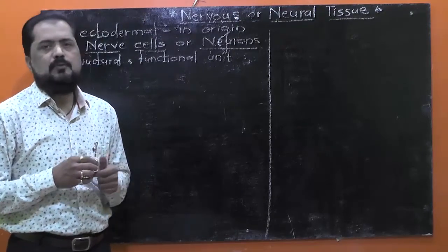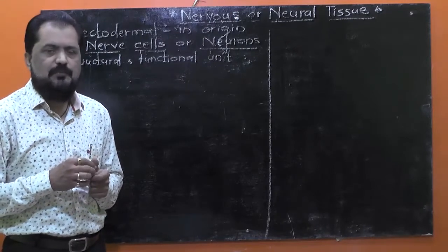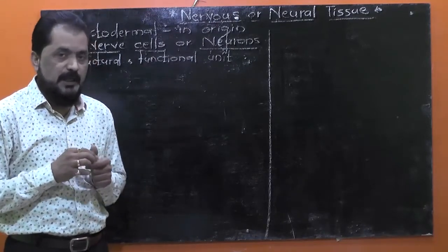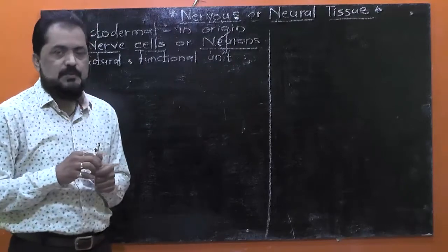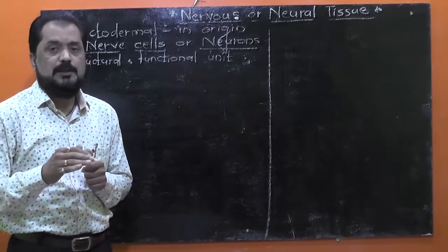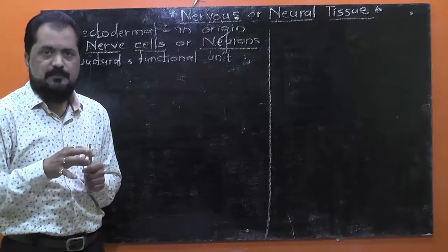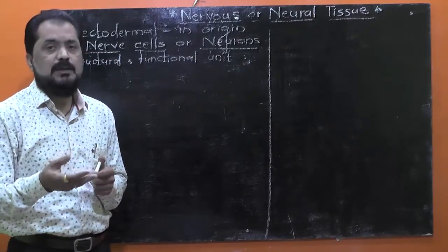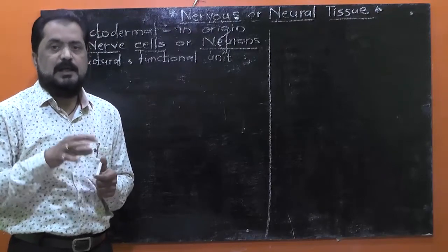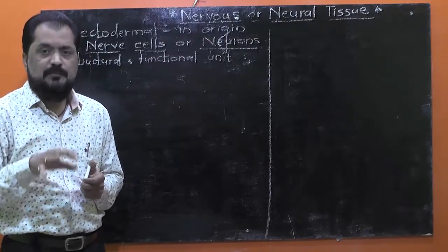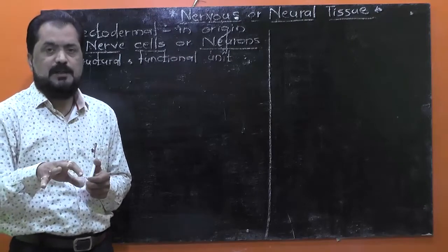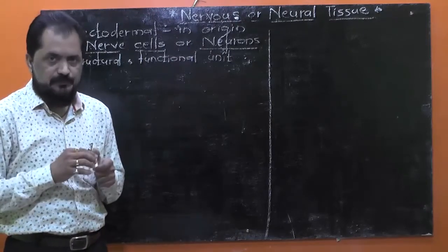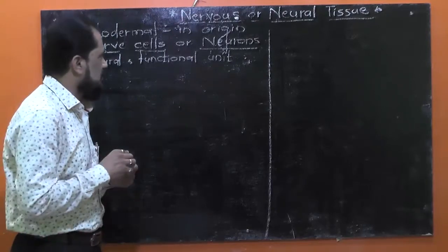Now we have to study about the structure of nerve cell, but before that let me tell you that the nerve cells do not have the ability to undergo division, and therefore immediately after birth there is no further division of nerve cell, and therefore the number of nerve cells in the body of that individual remains the same throughout the life.